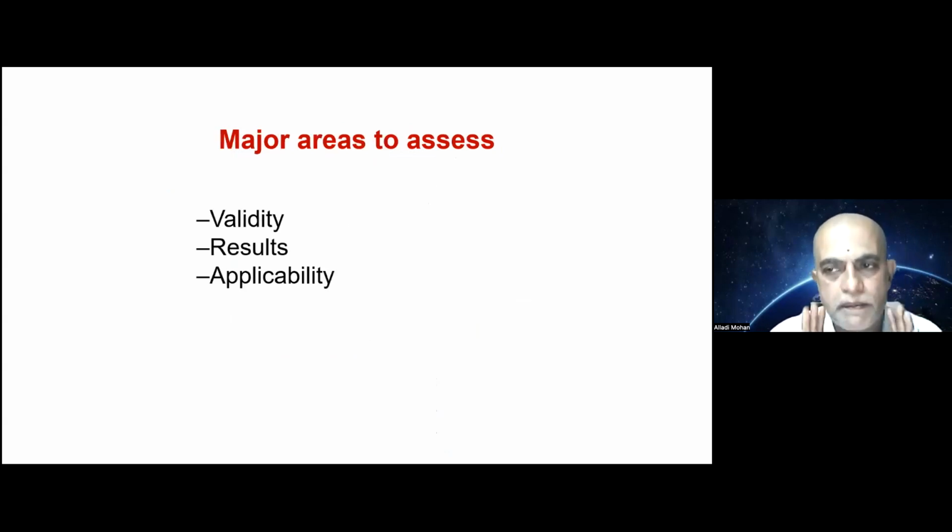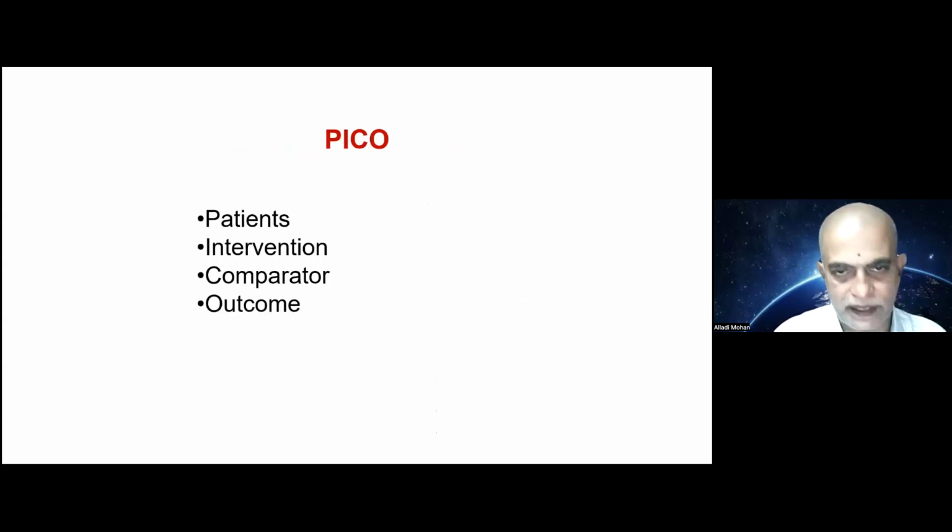The three primary areas which you need to assess when you look at a research article are validity, the results, and the applicability. So it is customary to go by a PICO approach, that is the patients, the intervention, the comparator, and outcome. So you should have clarity regarding what is the denominator of the study, what is being assessed, what is being compared to, and what has been the outcome of this study.